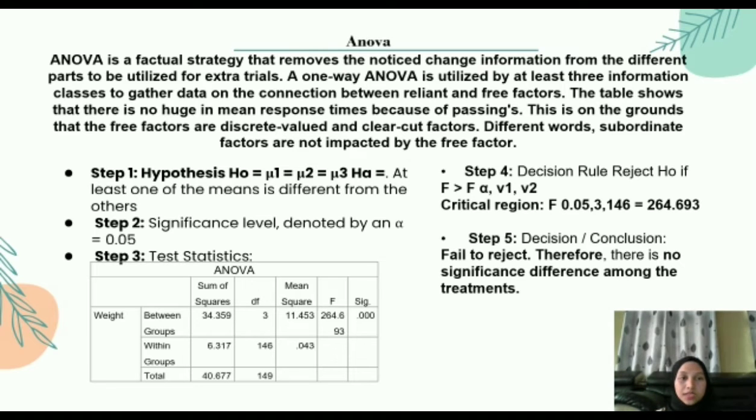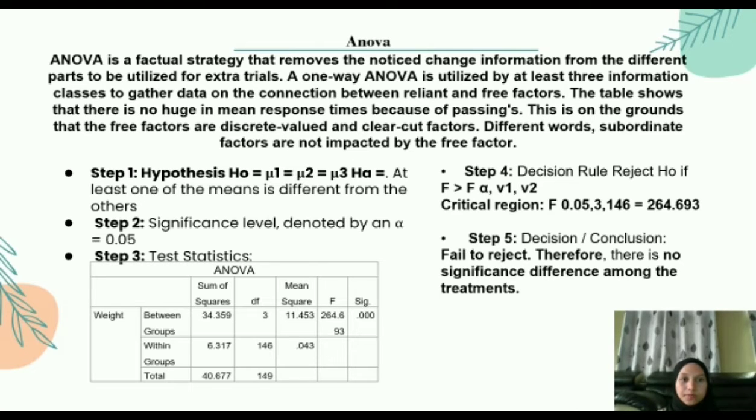Next is ANOVA. ANOVA is a statistical method that removes the observed variance information from the different parts to use from extra trial. A one-way ANOVA is used with at least three data classes to gather information on the relationship between the dependent and independent variables. The three tables show that there is no significant difference in mean response time because of guessing. This is because the independent variables are discrete values and categorical variables. Different word dependent variables are not affected by the independent variable.